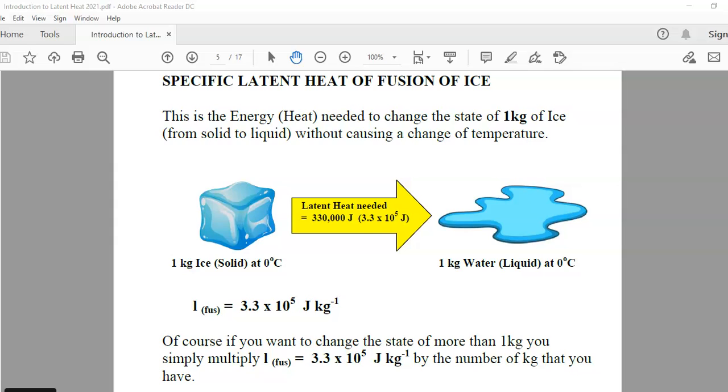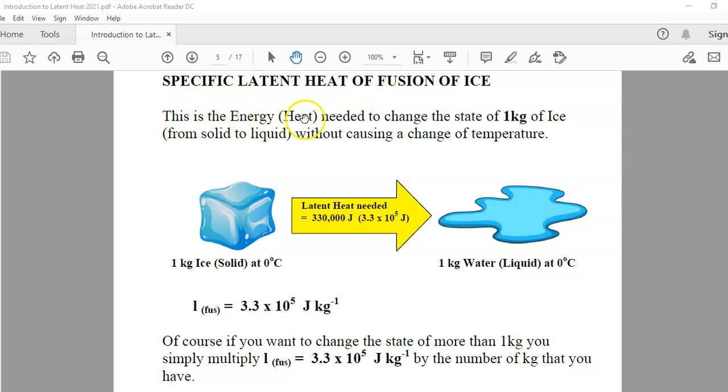Now there are 2 very important definitions coming up here, and you need to pay great attention and learn these. The first is known as the definition of specific latent heat of fusion of ice. Fusion, of course, meaning melting. And the definition of the specific latent heat of fusion of ice is normally given like this.